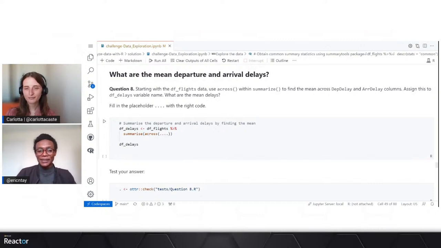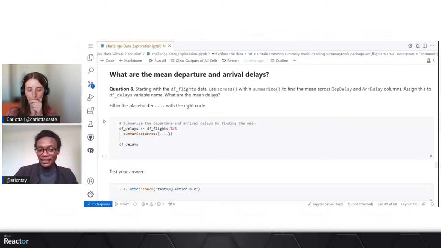So yes, as I explained what summarize across means, anyone who already knows, please feel free to put in the chat what you think the correct answer for this question should be. So let's see what summarize and across does.